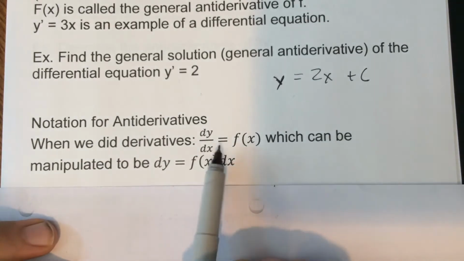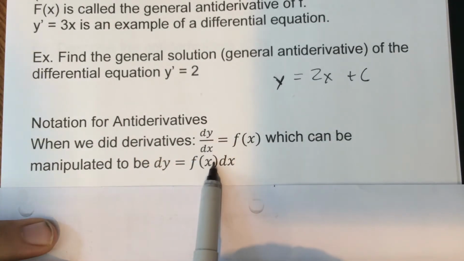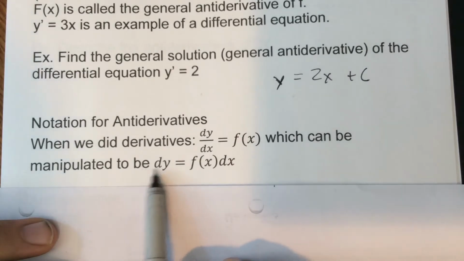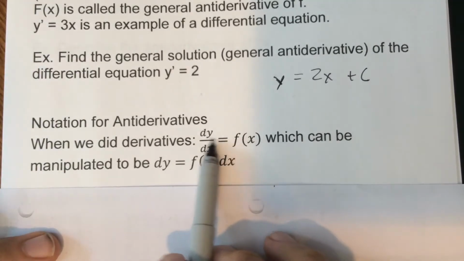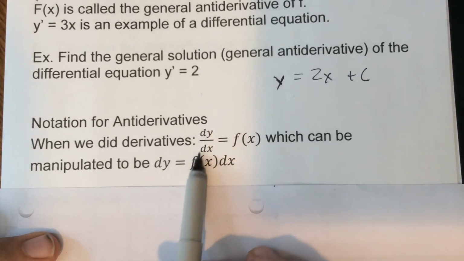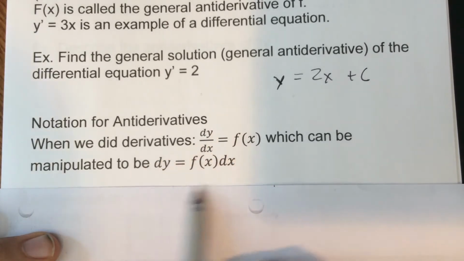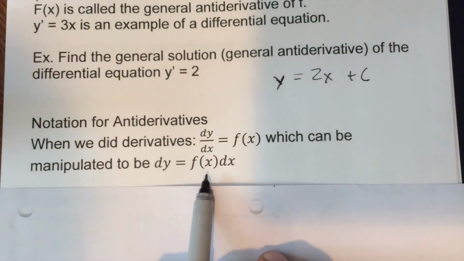So a lot of times when we did derivatives, we did that dy over dx, or we did f prime sort of a thing. So if we actually solve this out to find what dy is, we would get f of x dx. So that's really the form we need it to be in order to do the antiderivative.